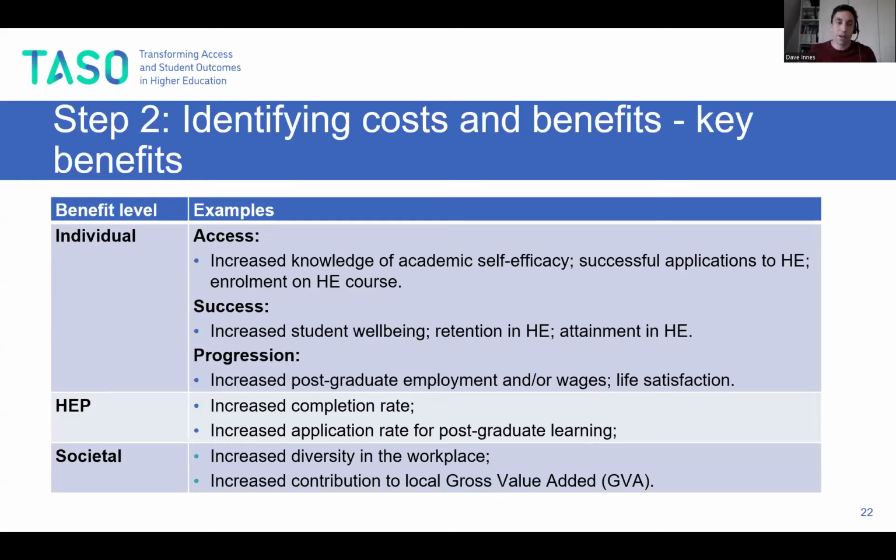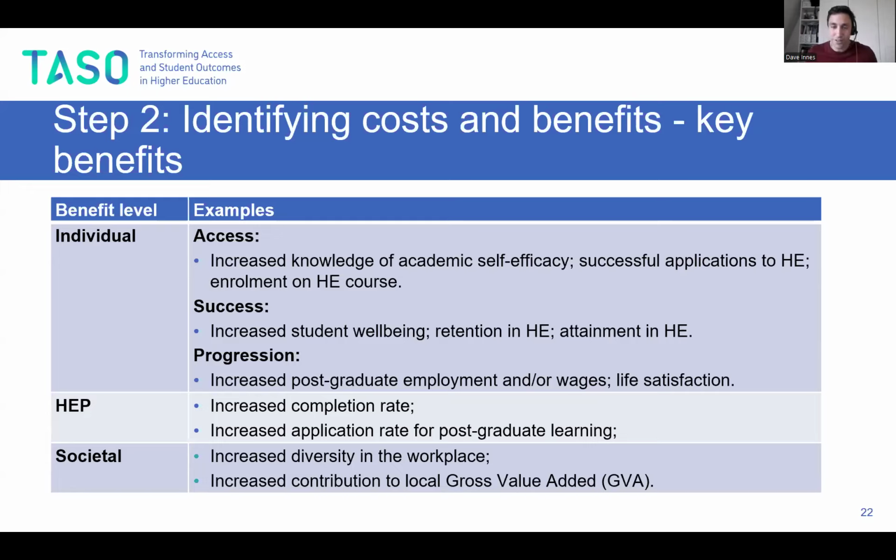And when we're thinking about individual benefits, I think it's very helpful to distinguish between benefits related to access, to do with people pre-university and pre-HE gaining access to HE, success within HE, to do with increased student well-being or retention in HE and attainment whilst there, and then progression, to do with what happens after HE in terms of postgraduate employment or wages and life satisfaction.